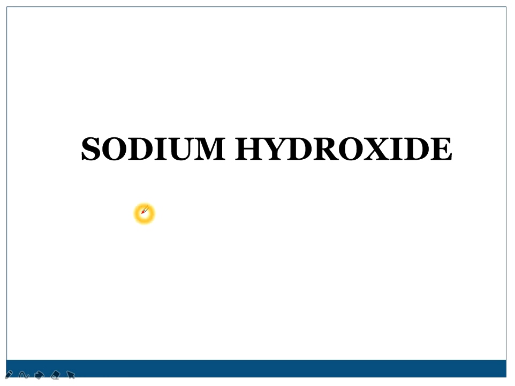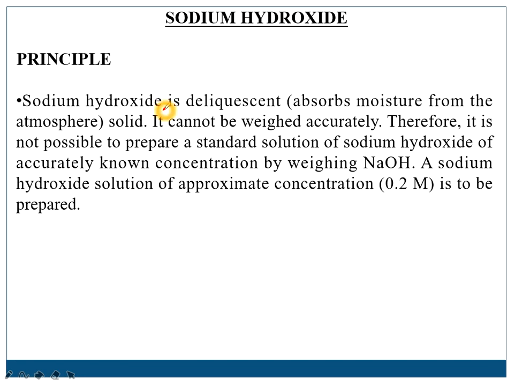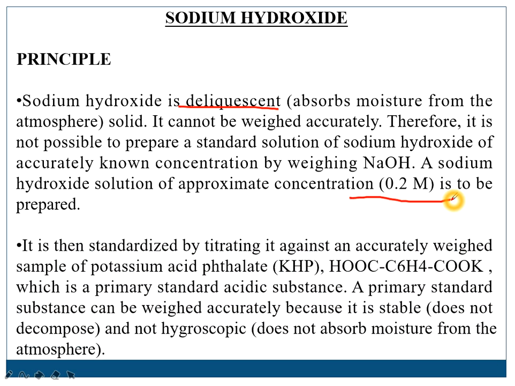Next is the sodium hydroxide solution. First, we have to discuss the principle of sodium hydroxide solution. Sodium hydroxide is a deliquescent substance since it absorbs moisture from the atmosphere. Because of its deliquescent character, it cannot be weighed accurately. Therefore, sodium hydroxide cannot be used as a primary standard to prepare a standard solution by accurately weighing. Hence we have to prepare a sodium hydroxide solution of approximate concentration of 0.2 molar and then standardize it with potassium hydrogen phthalate.